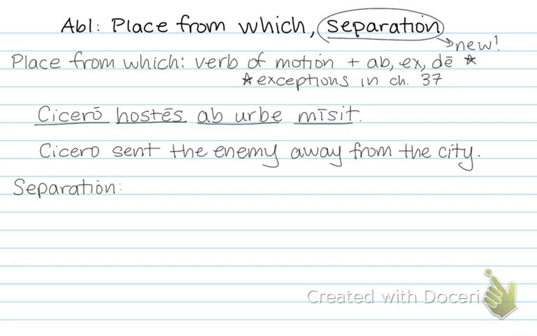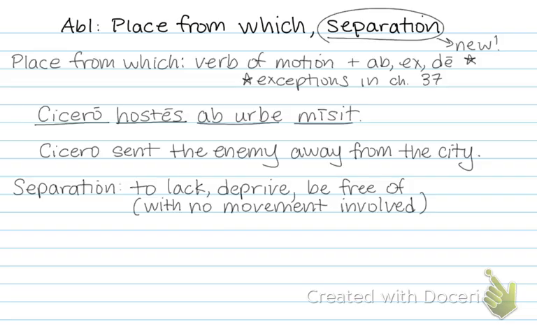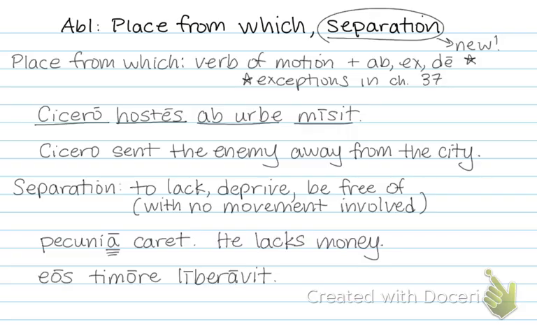The new construction, separation, is that if there's no actual motion involved, but we're still talking about lacking or depriving or not having something, then we use the ablative with no preposition. So, no movement involved, no preposition. Example is pecunia caret, long A ablative, he lacks money. Or eos timore liberavit, where timore is in the ablative. He freed them from fear, timore from fear.